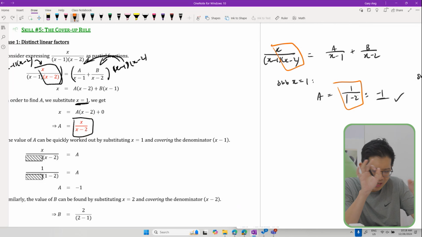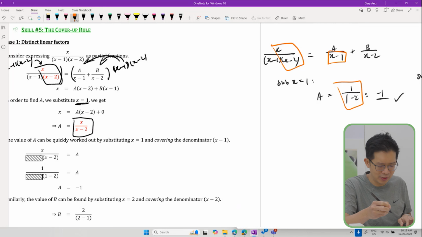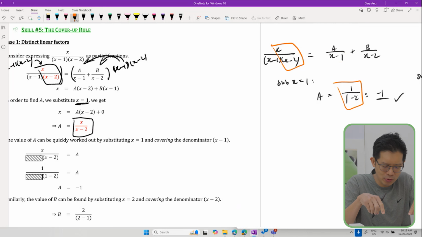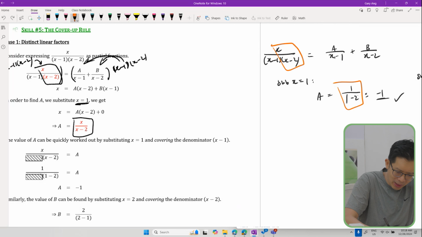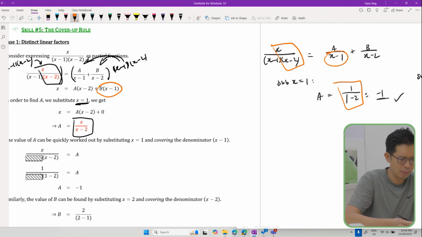And why x equal to 1? That's the whole idea, isn't it? Because we look at the denominator of A, and that's x minus 1. So this x minus 1 turns out to be what B will be multiplied by when you multiply throughout. I know it sounds quite complicated.